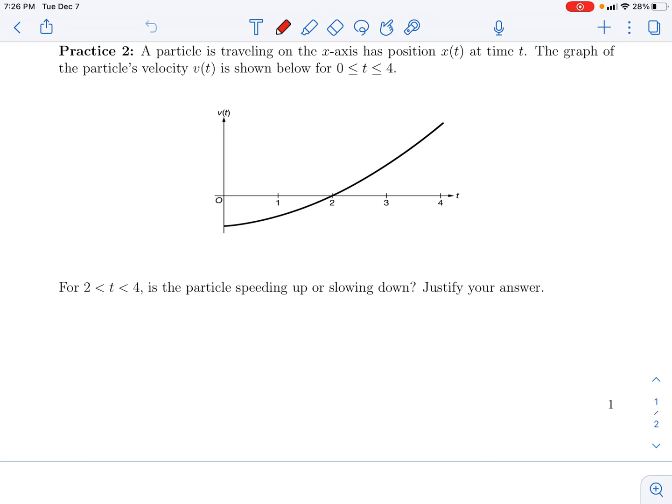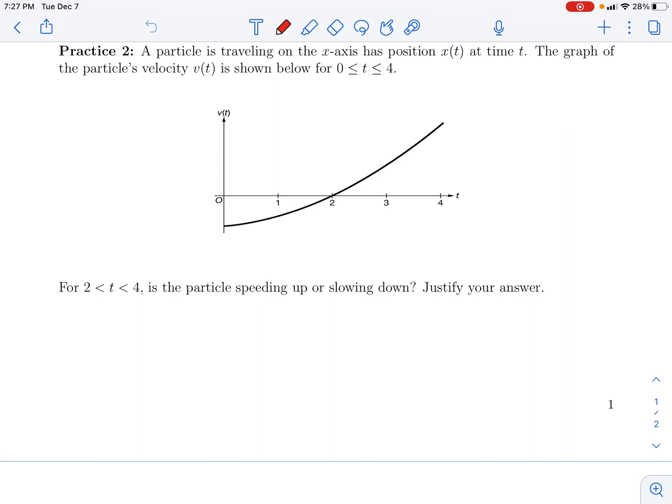Hello everyone. So in practice 2, a particle traveling on the x-axis has position x of t at time t. And the graph of the particle's velocity v of t is shown below, where t is between 0 and 4. So we have this graph of the velocity of a particle shown here. And it's asking me, for t between 2 and 4, is the particle speeding up or slowing down?